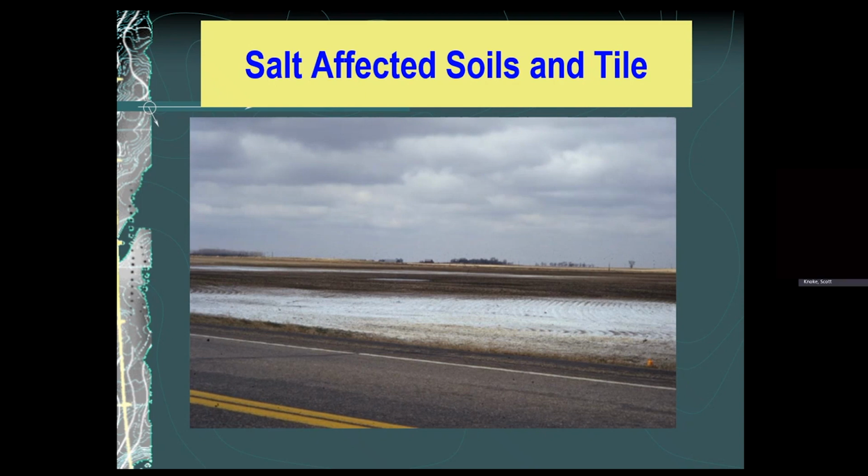That's not snow out there, by the way. That is salt. I think I took this picture east of Carrington, or west of Carrington, sorry. So that's what happens when evaporation leaves the salts behind that's in the water. It brings it to the surface.